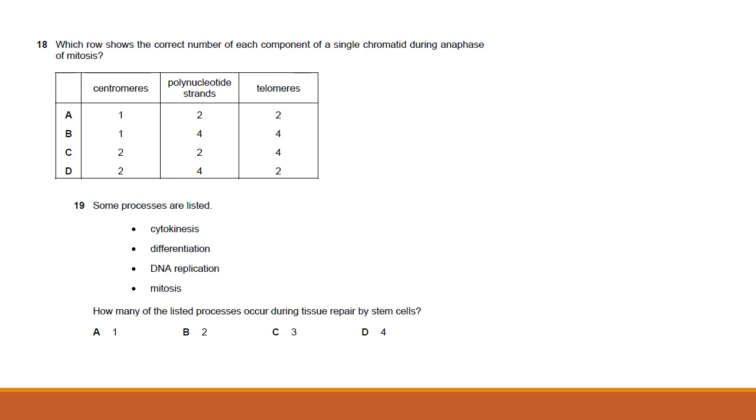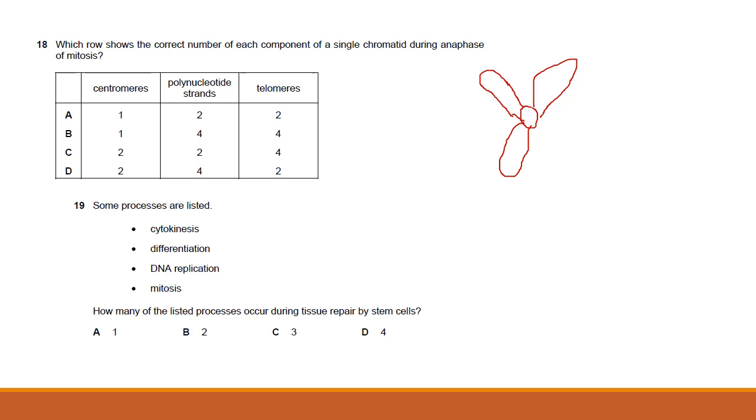So number 18, just 3 more questions to go. Which row shows the correct number of each component of a single chromatid during anaphase of mitosis? So during anaphase, what do we have? We have 1 centromere. So first of all, I'm just going to draw, and this was a question someone asked me in the comments. I hope that they watch this video so they can see.